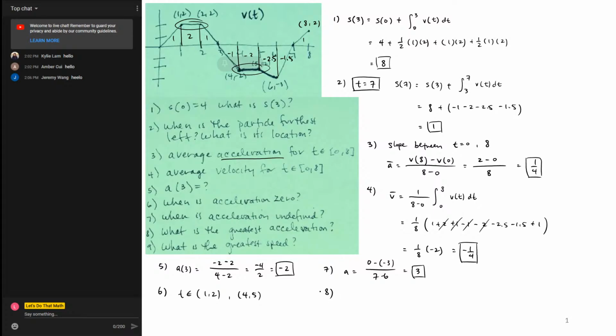And then number 8, what is the greatest speed? Speed is the absolute value of velocity. And the largest speed is going to be the absolute value of -3, which is +3. And that's it for this problem.